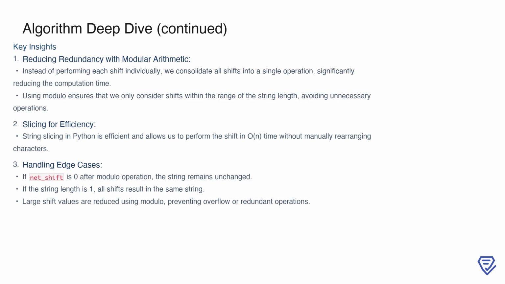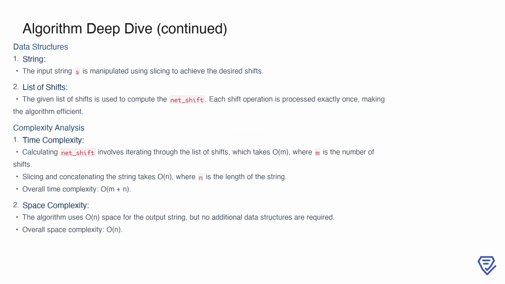The algorithm relies on two main data structures, the string itself and the list of shifts. The string is manipulated using slicing to achieve the desired shifts efficiently, while the list of shifts is processed linearly to compute the net shift. This simplicity in data structures contributes to the overall efficiency.